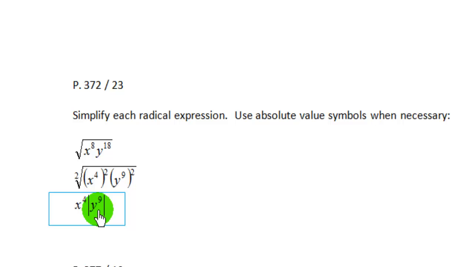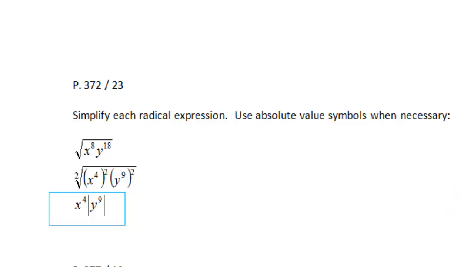So when you simplify that radical expression, if you're going to use absolute value symbols, then instead of writing the square root of x to the 8th, y to the 18th, you write x to the 4th times the absolute value of y to the 9th.